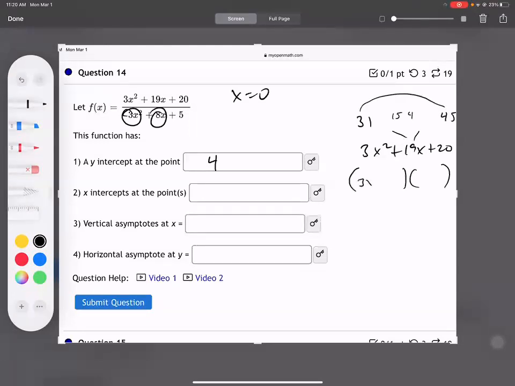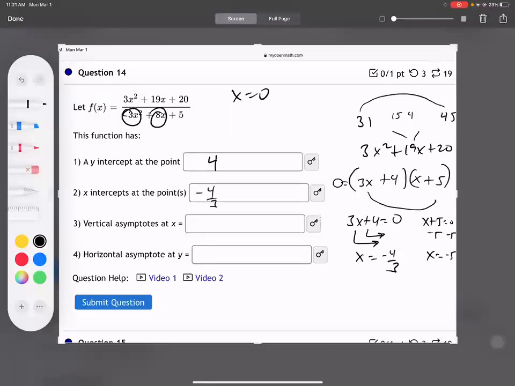So 3x, x. We said 3 times 5, and we need to put the 4 someplace. Plus, plus. What are the zeros here? If I want to make this go to 0, 3x plus 4 is equal to 0. Hopefully you can do that in your head. Minus the 4, divide by 3. X is negative 4 over 3. On the right, x plus 5 is equal to 0. Minus 5 from both sides. X equals negative 5. We have our zeros. Those are the x-intercepts. Negative 4 over 3 and negative 5.